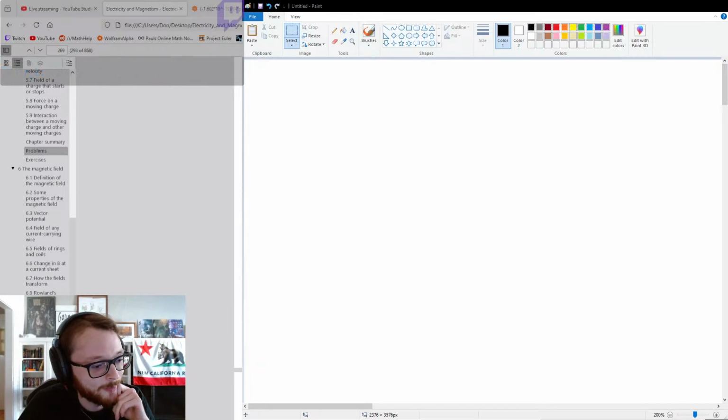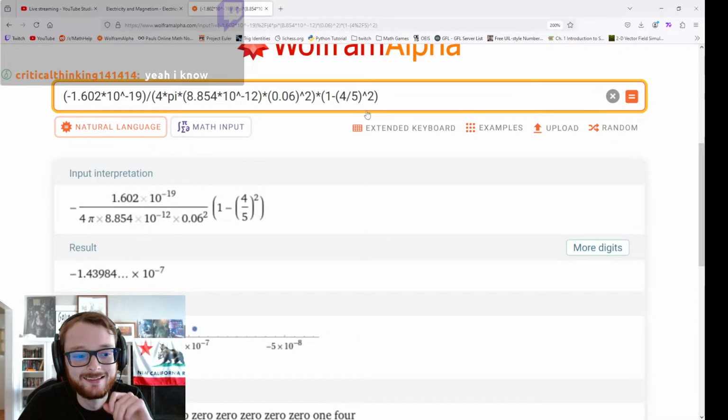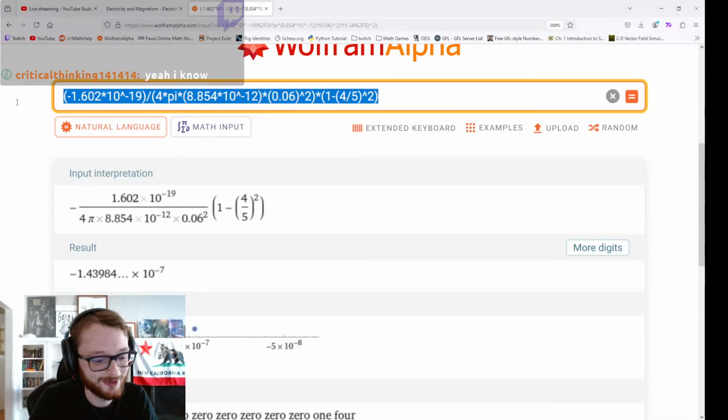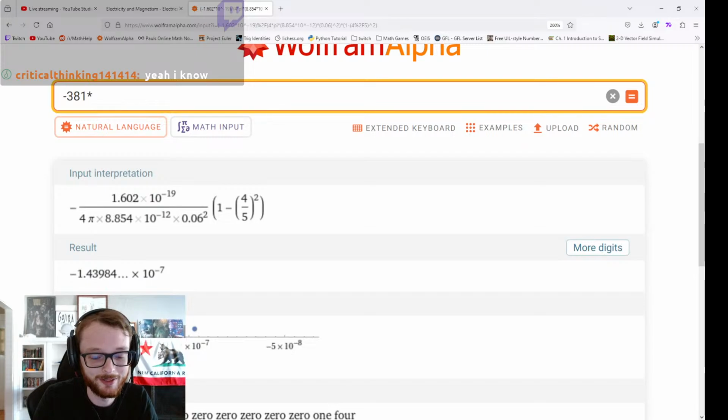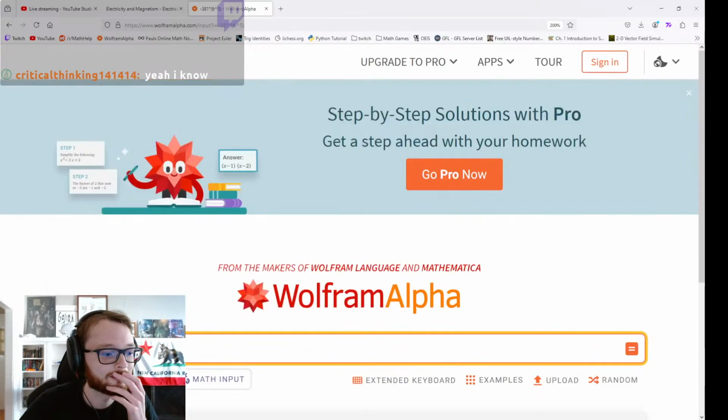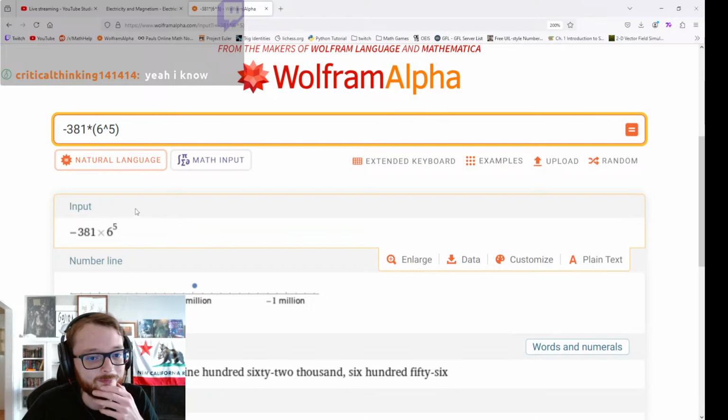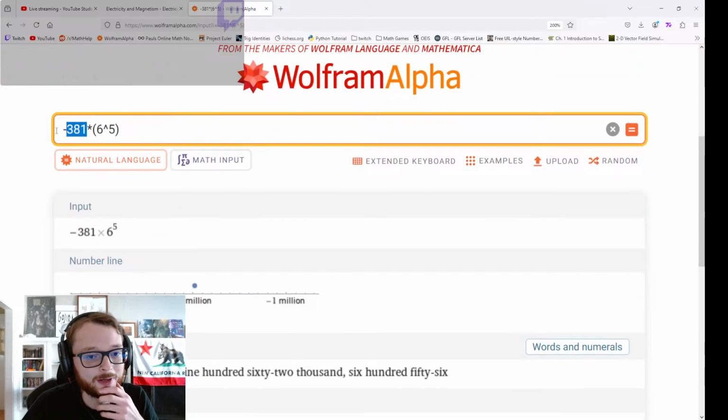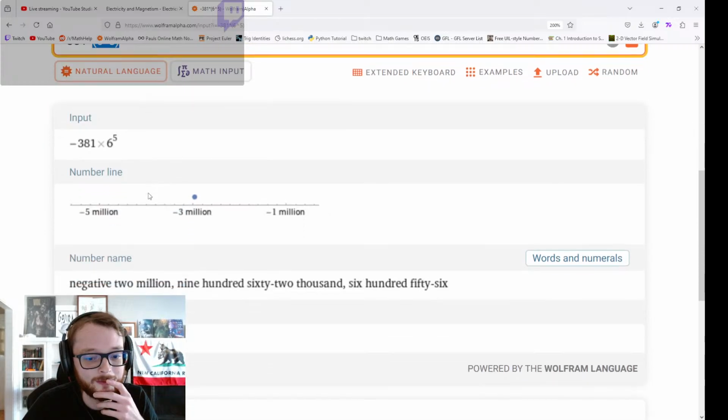Hey Pearl, what is minus 381 times 6 to the power of 5? A math problem for a calculator. There's a little bit of ambiguity here, but if it's the number negative 381 and then separately times 6 to the power of 5.